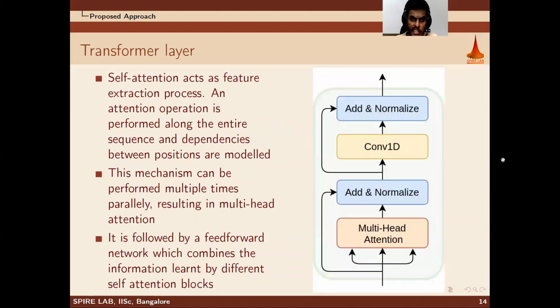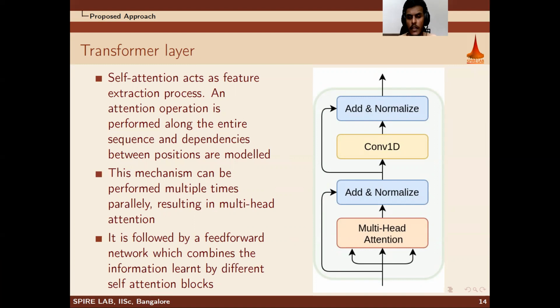Self-attention acts as a feature extraction process. An attention operation is performed along the entire sequence, and dependencies between different positions in the sequence are modeled. Now, this mechanism can be performed multiple times in parallel, resulting in multi-head attention. And it is followed by a feed-forward network, which combines the information learned by different self-attention blocks. Now, these operations constitute a single transformer layer. We can stack many such layers sequentially, which will form a feed-forward transformer.